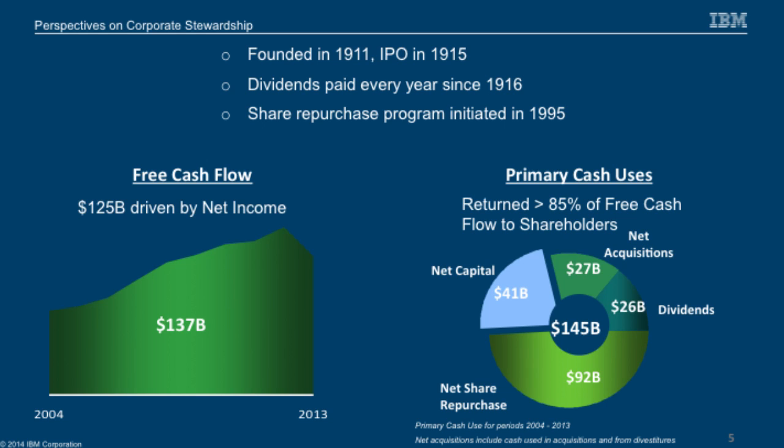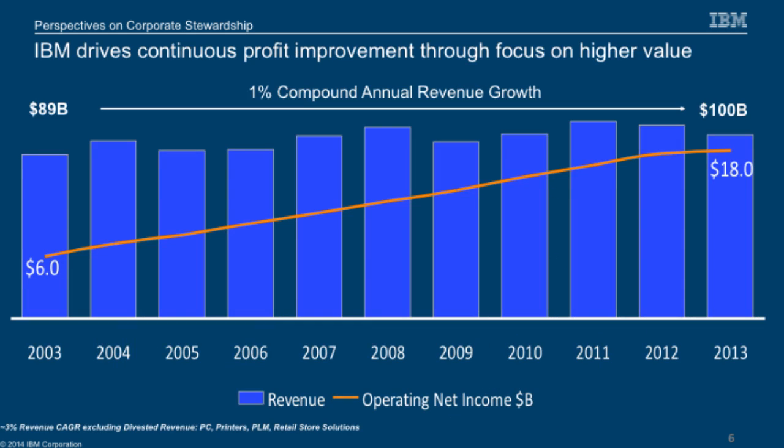And then we've reinvested some of that in acquisitions, $27 billion net. We also divest companies. I'll come back to that in a moment. And then we've paid $26 billion in dividends, and we've returned $92 billion in the form of share repurchase. So again, reasonably balanced in that overall free cash flow equation. I'm going to come back to the capital structure and the debt side of this over the last 10 years in a moment. But again, we've been public almost 100 years.